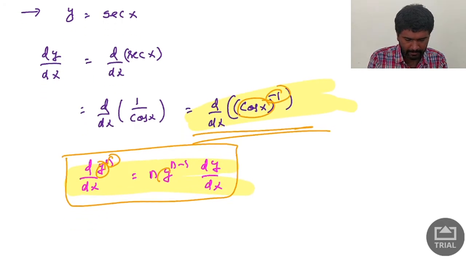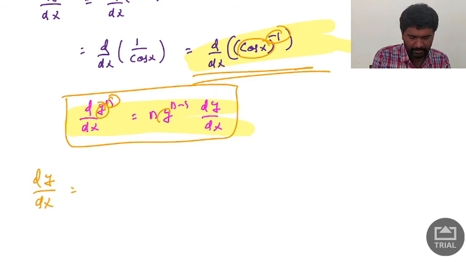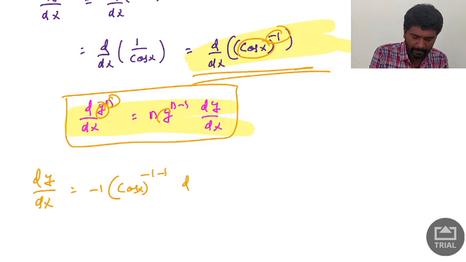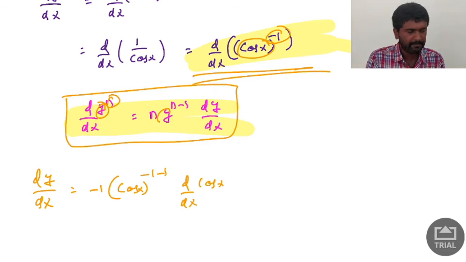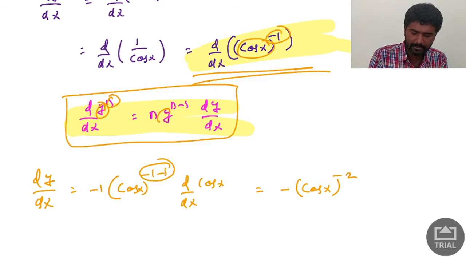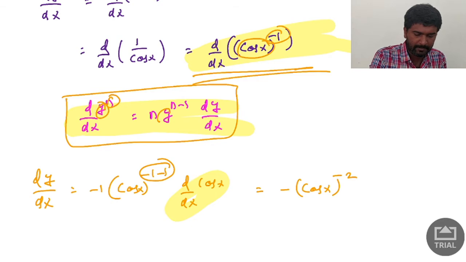So now you can write dy by dx equals n, which is minus 1, and the function y is cosine x whole power n minus 1. So n itself is minus 1, so minus 1 minus 1. Then you have dy by dx of y, which is cosine x. So that equals minus cosine x to the power minus 2, then you have dy by dx of cosine x. What is dy by dx of cosine x? It is minus sin x. Let us write minus sin x.